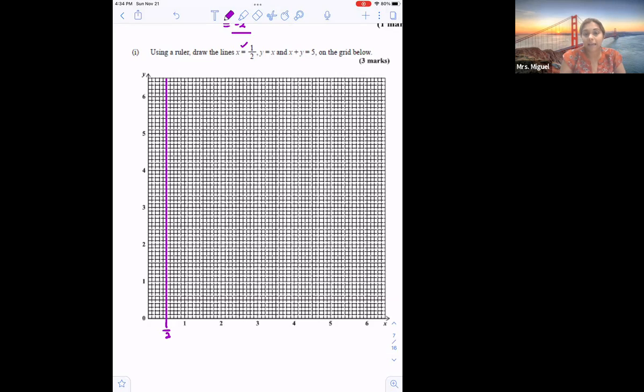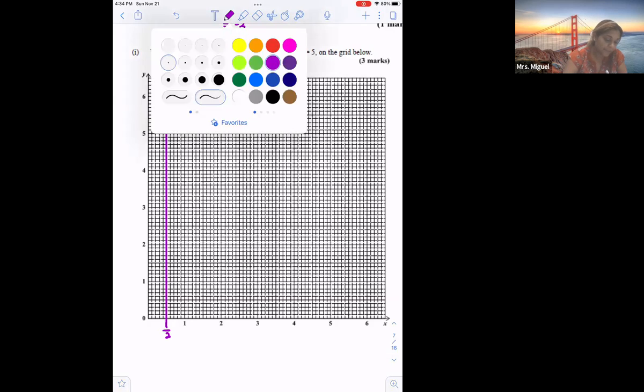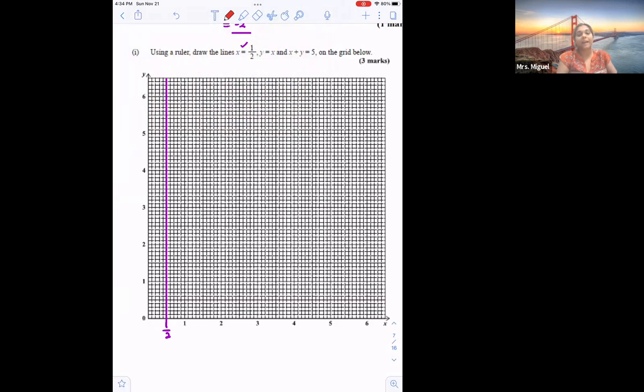The next line, y equal to x. So for whatever x value we have, x and y is the same. So if x is 1, y is 1. If x is 2, y is 2. If x is 3, y is 3. If x is 4, y is 4. If x is 5, y is 5.